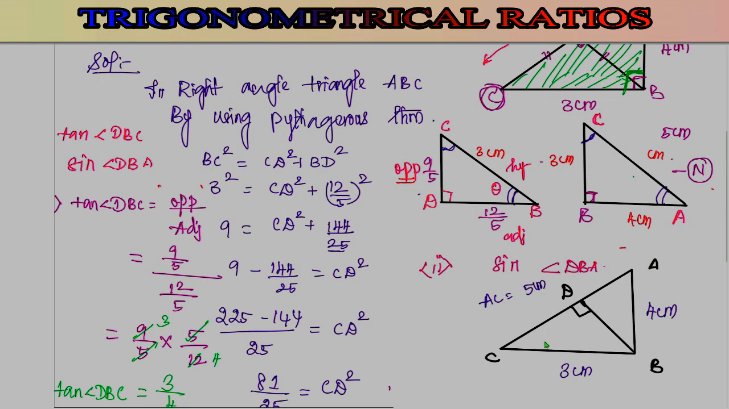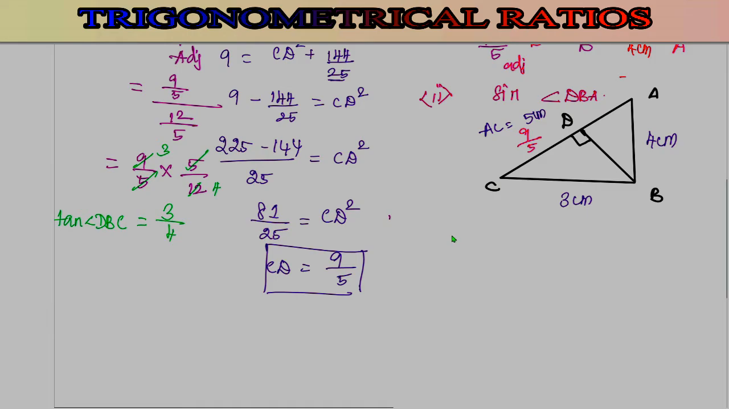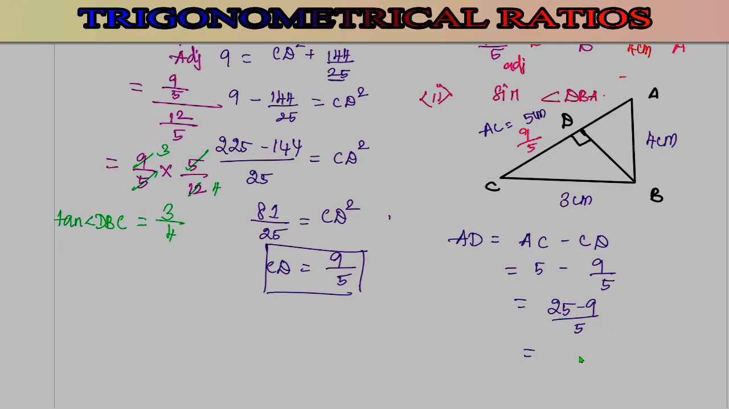Okay, now listen carefully. Here we found CD. CD value is 9 by 5. So if you want to find out AD value, AD is equal to AC minus CD. So here AC value is 5 minus CD, which is 9 by 5. So if you do cross multiplication, 5 is 25 minus 9 divided by 5, it is 16 by 5. So we got here it is 16 by 5.